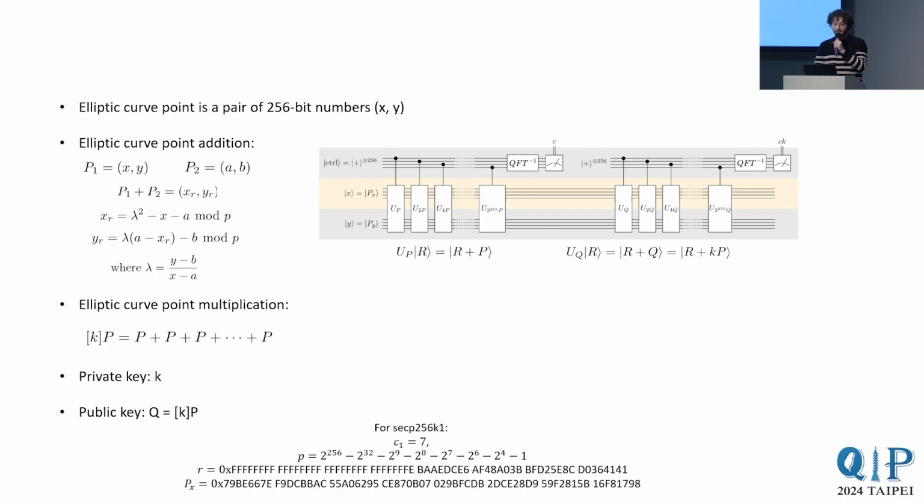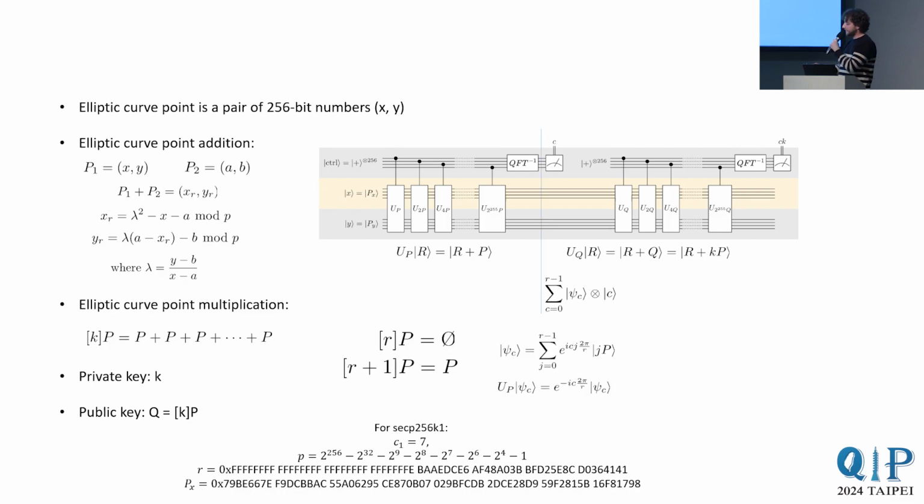A phase estimation is something that generates an eigenstate of the unitary U and outputs the corresponding eigenphase. So in this case, the first phase estimation generates a superposition of states psi c entangled with c, where psi c are eigenstates of UP and c is the corresponding eigenphase. There's an important known property of the base point, and it's called the order r of the base point. So if you add p r times, you get the point at infinity. Or in other words, if you add it r plus 1 times, you get back to p, where r is this 256-bit number for our example curve shown at the bottom.